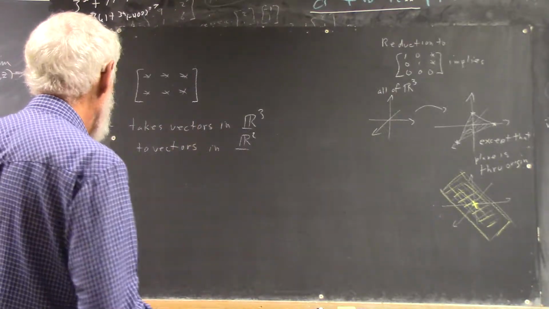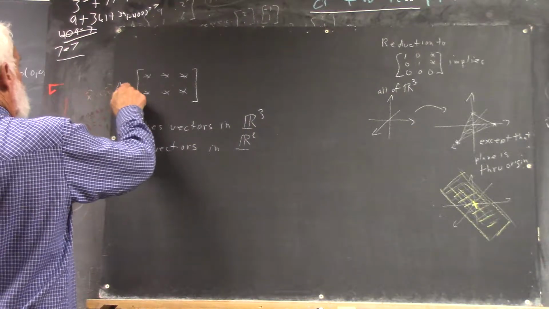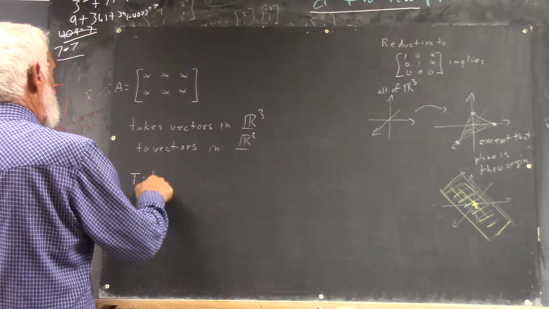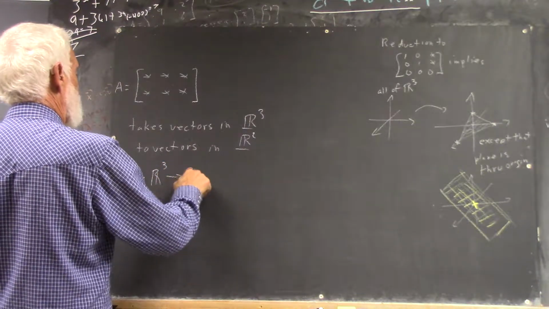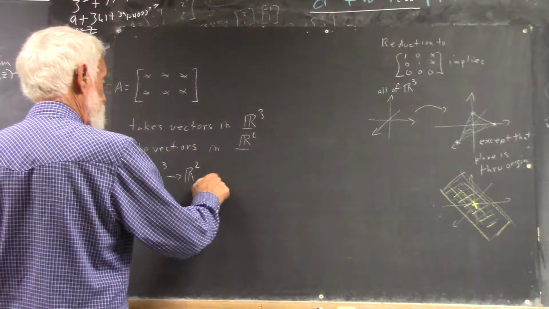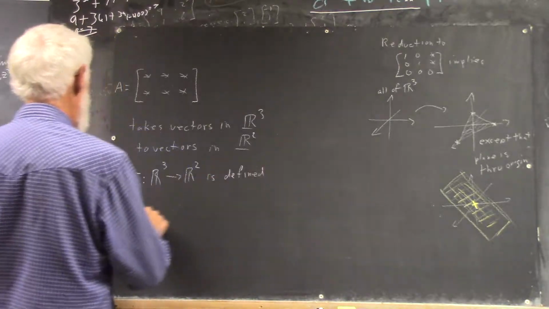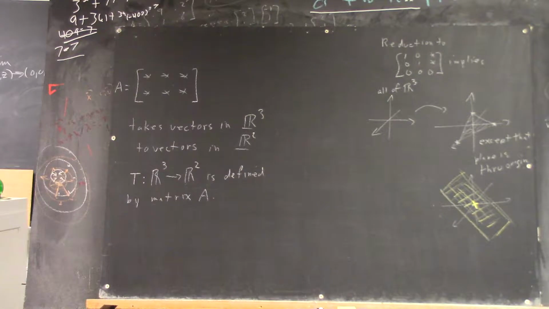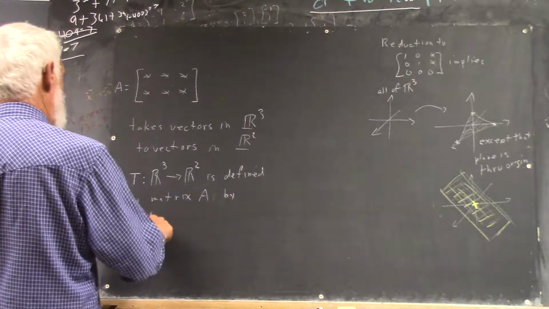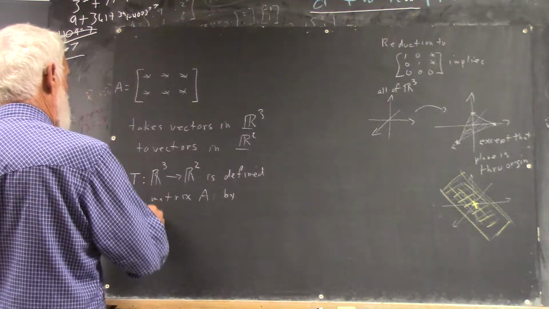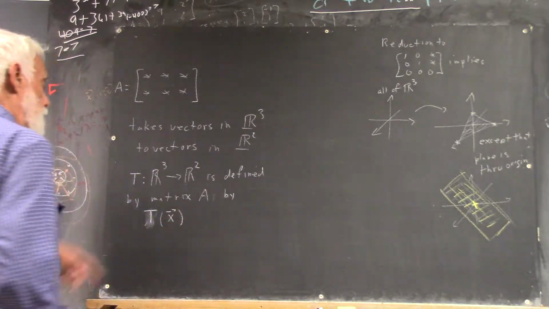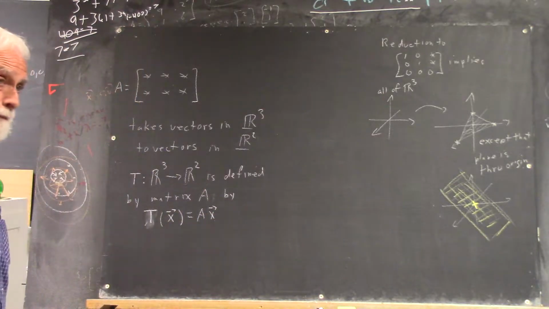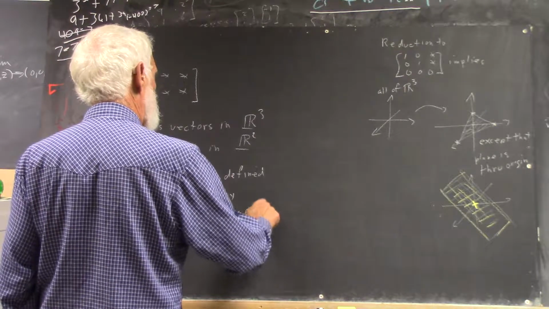So it takes vectors in R3 to vectors in R2. So let's just call this matrix A, and let's write a little notation. Okay, the transformation T from R3 to R2 is defined by matrix A by T of X, where X is a vector in R3, equals A times X, where X is a member of R3.